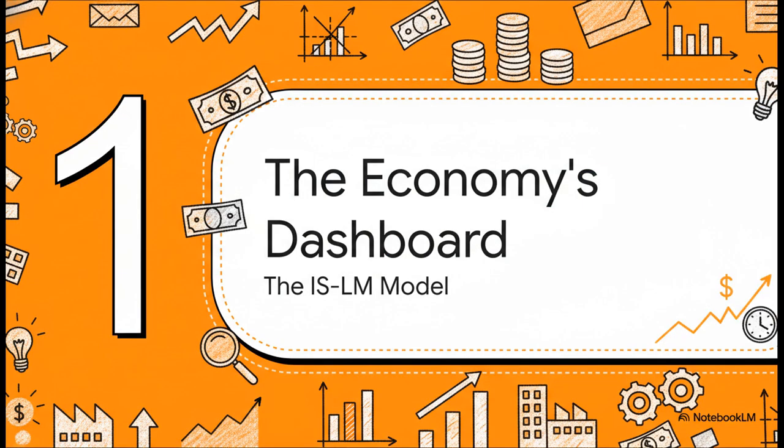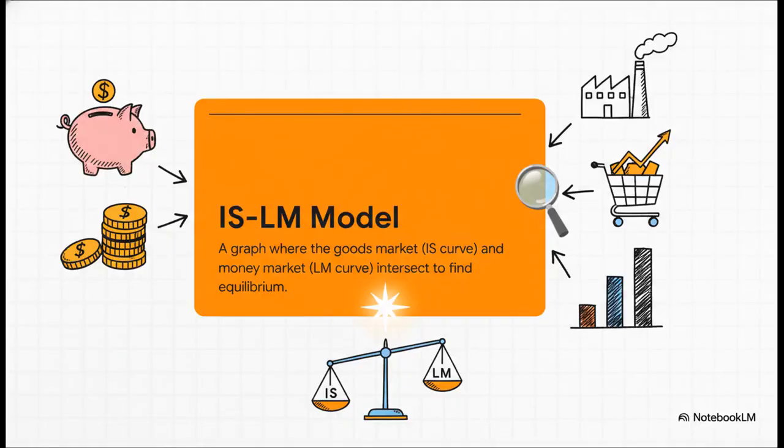All right, so first things first, let's get familiar with this dashboard. The ISLM model is really just a way to see the entire economy at a glance. What it does is it maps the relationship between two huge things, interest rates and national income. So the ISLM model is basically a picture of the economy's sweet spot.